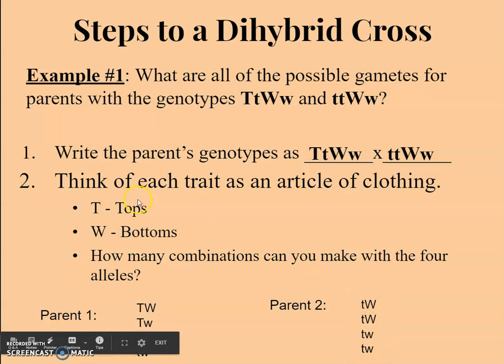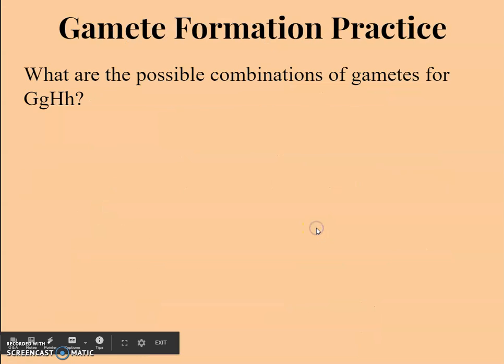And so I always like to think of these as articles of clothing in the sense that I don't want to wear the same thing twice. And so I'm going to actually cross out these 2, and I'm only going to use these 2 for my cross, because otherwise I'm going to end up with the same results with what would have been here and here. And I just think that's too much work. And so I just like to think of the ones that are different. What different pairs of clothing can I make?